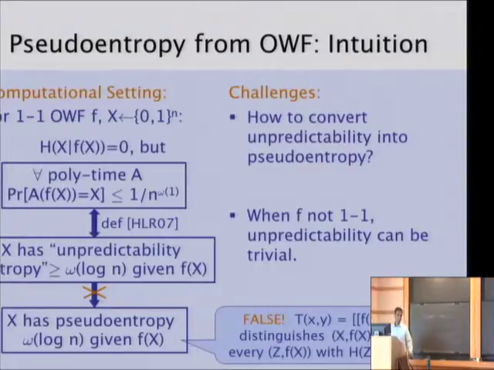You can still hope that, like, if you're just given half the bits of X, it still has pseudoentropy. Yes, that's a good intuition, and we'll show something like that. Okay, thanks.